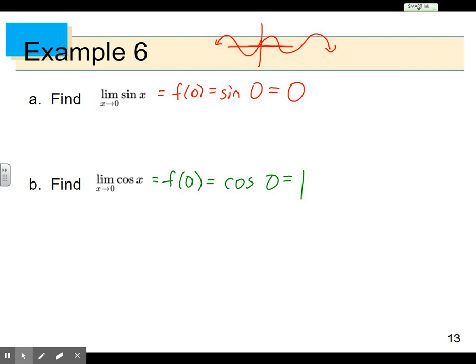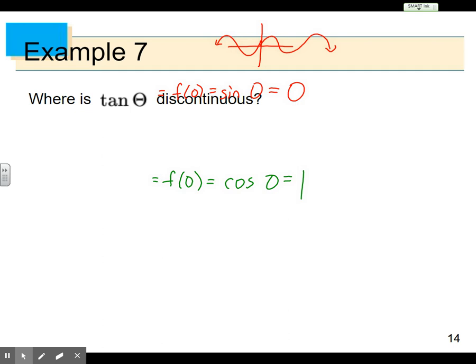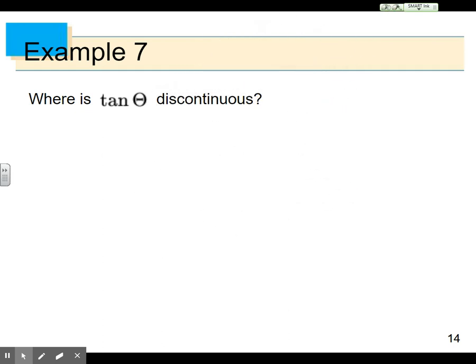Now, not all the trig functions work. Tangent has some discontinuities. And since it's sine over cosine, tangent's going to have some discontinuities wherever cosine theta is equal to 0. Okay. So there's a couple ways you can think of it. Well, where is cosine theta equal to 0? Cosine theta equals 0 at all the odd multiples of pi over 2, is what we stated.